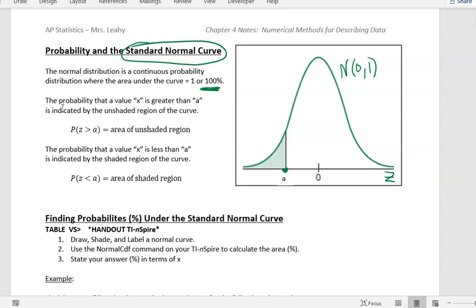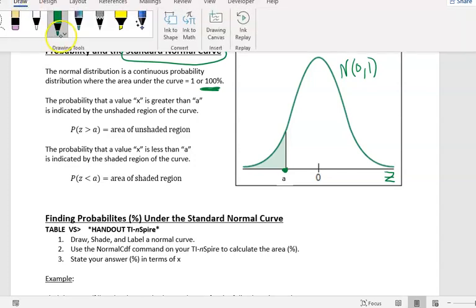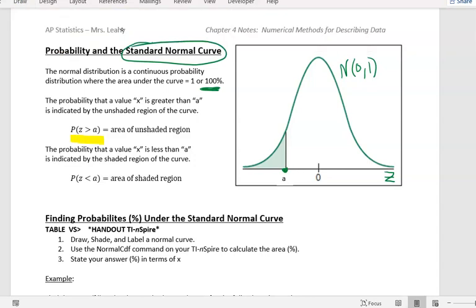If I wanted to find the probability that Z is greater than A, or in other words, how much of the curve, how much of the data is greater than A, then I would take this area over here on the right. If I can figure out what proportion of the area of that 100% is under there, that would give me that answer. Similarly, if I want to find less than, I could find this area in the shaded region over here.